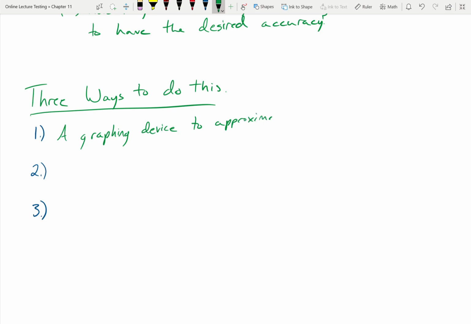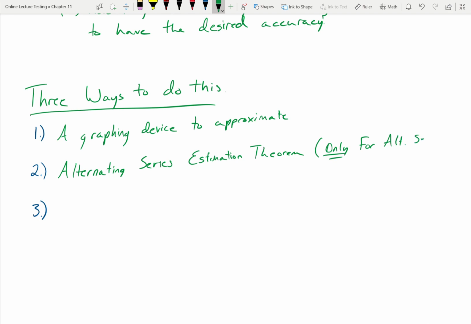But since we're in calculus, we know we're going to be doing something different than that, because that feels like we're cheating. So the other thing is, we have seen alternating series pop up. The bad thing is we have to make sure we have an alternating series. But one of the ways, again, is the alternating series estimation theorem. Again, I'm going to reiterate this is only for alternating series.